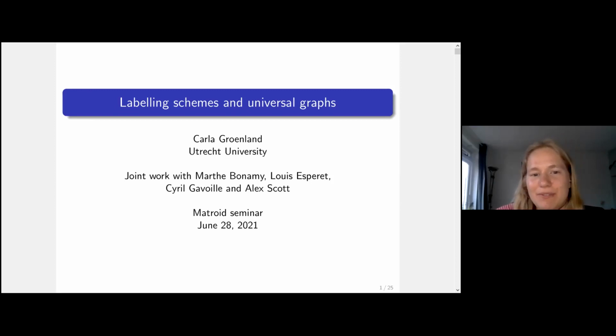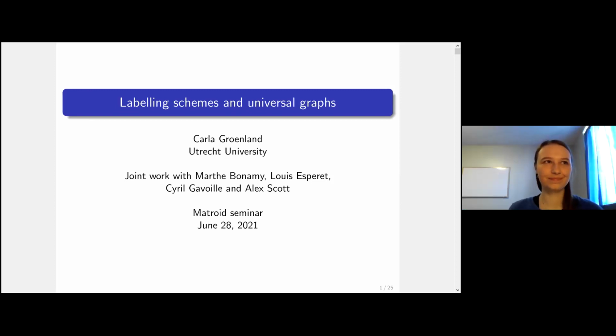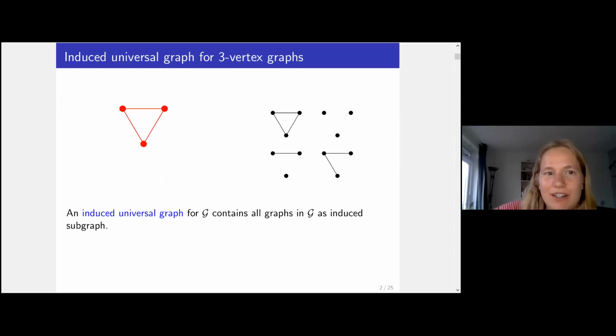So let's first have a look at what a universal graph actually is. There's a notion of a universal graph and an induced universal graph. In an induced universal graph for a graph class, we want to contain all graphs in the graph class as an induced subgraph. Here I've written down all graphs on 3 vertices, and now we want to create a graph that contains all of these as an induced subgraph. We need to contain a triangle, so let's put down a triangle. We also need to contain a graph on 3 independent vertices, so let's just put them down here. So now we contain these.